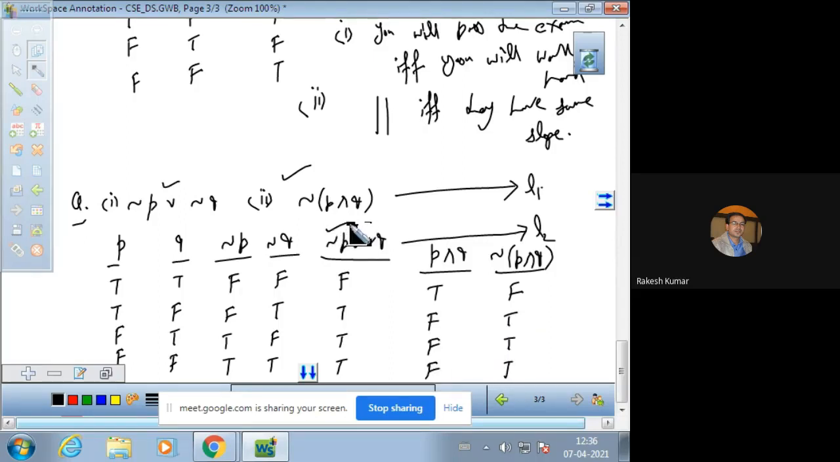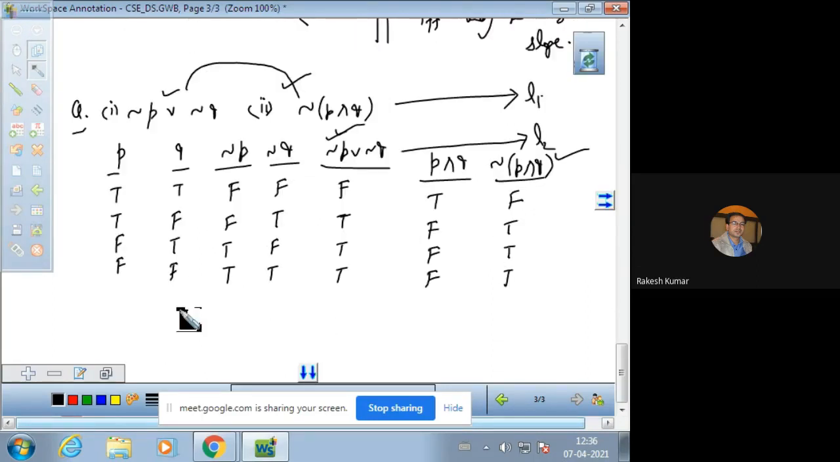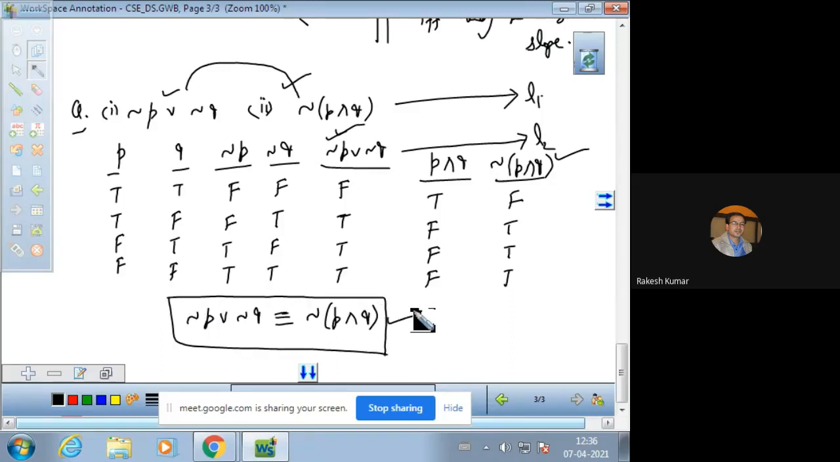Now you just see this column and this column both have same truth values. So it means both these propositions are equivalent propositions, or we can say that both are logically equivalent. So this is the meaning of logically equivalent. So it can be written like this also: negative of P, disjunction negative of Q is equivalent to negative of P conjunction Q. So the question may also come like this. So you have to justify by taking the truth values or with the help of truth table.